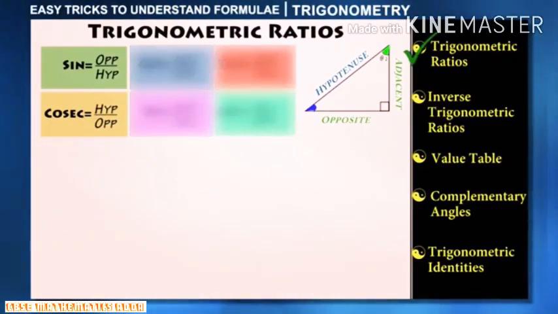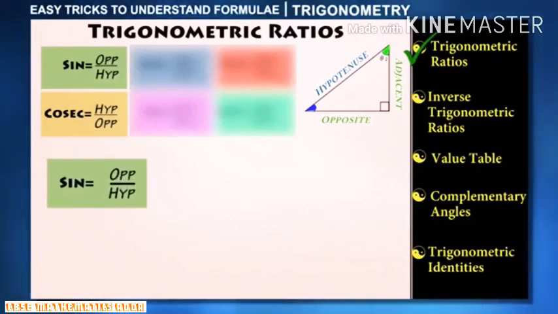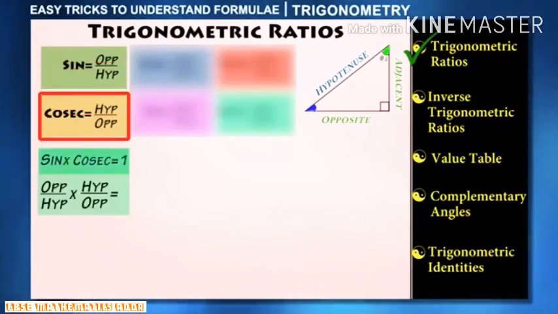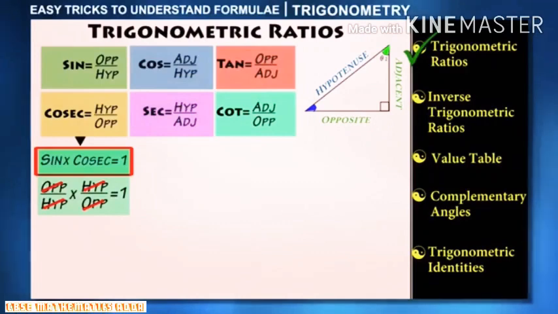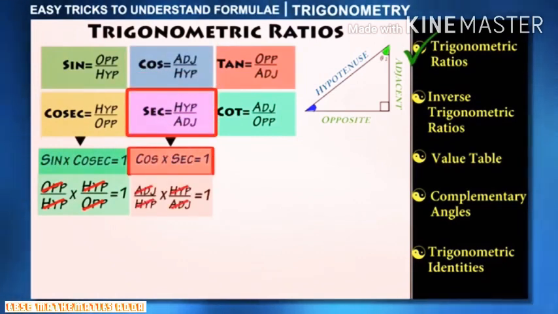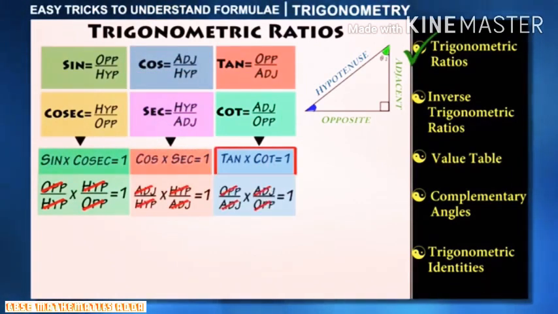Now, if we observe, sine and cosec have the same elements in their ratio, and cosec can be obtained just by inverting the sine ratio. Therefore, the multiplication of sine and cosec is 1. Similarly, when we reverse the cos ratio, sec is obtained. And so, the multiplication of sec and cos is 1. And the same goes for tan and cot.